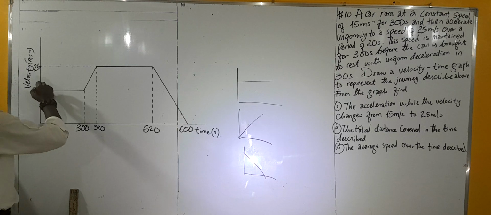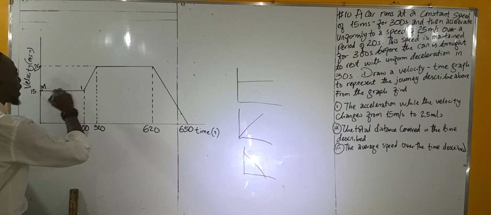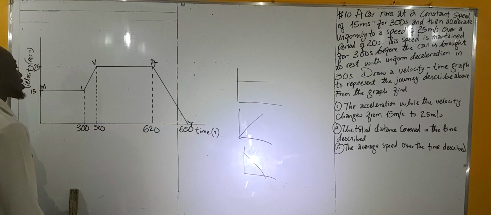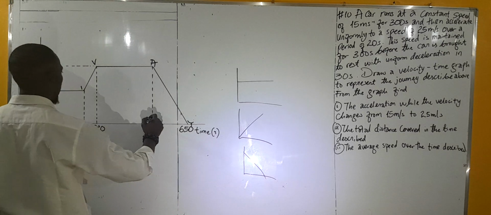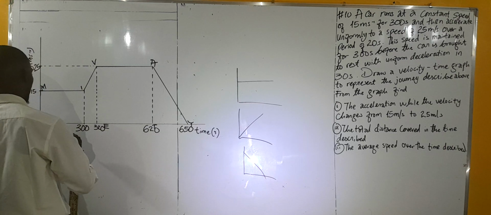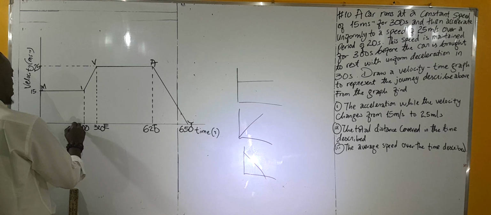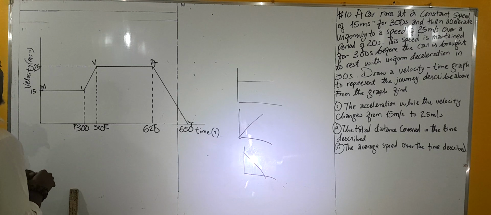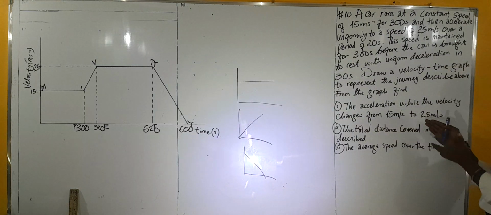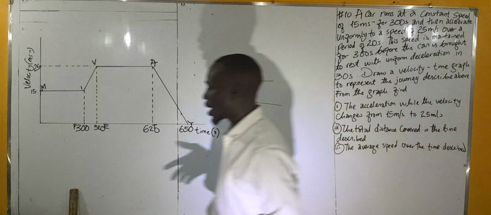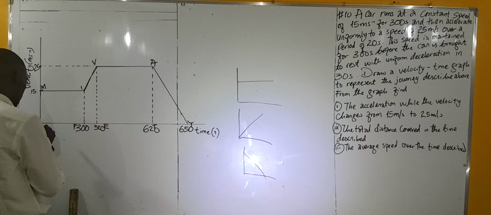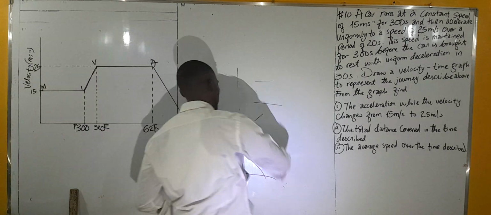For clarity, let me label each point. So this is M, I, V, A, Y. I'm going to label this one as C, E, P. Okay. Now, we are asked to calculate the acceleration while the velocity changes from 15 meters per second to 25 meters per second. So we are asked to calculate this acceleration. How do you calculate acceleration? From the graph.